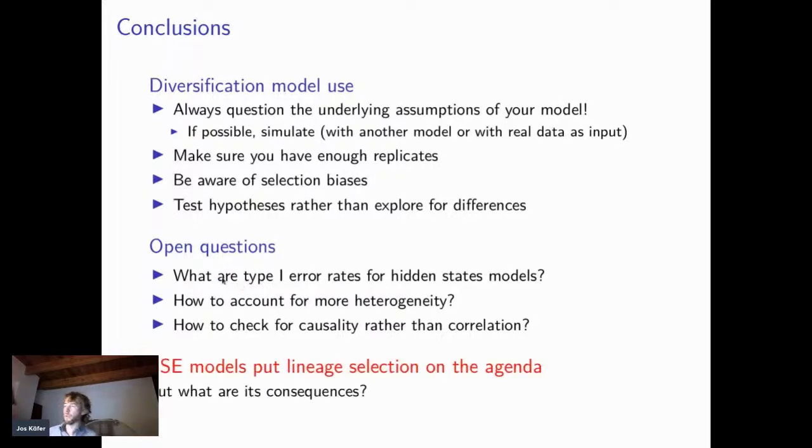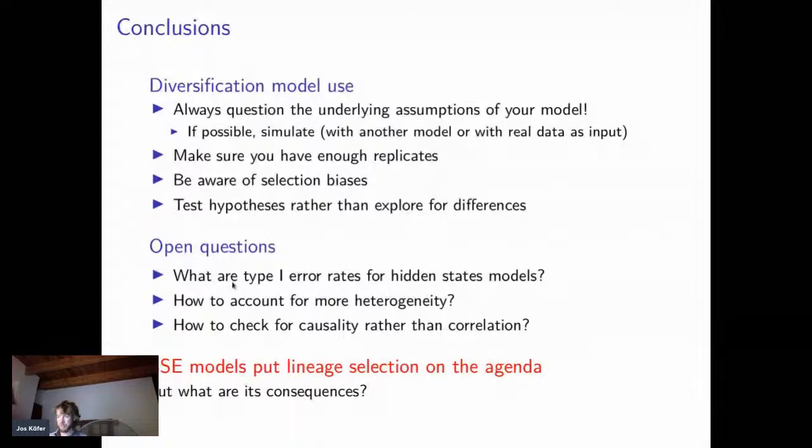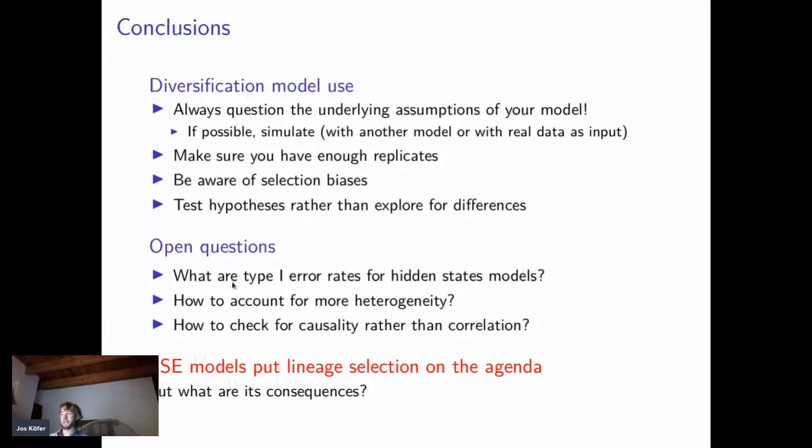So to end on a maybe more positive note, we know by the use of all these SSE models that lineage selection is going on. So these trait-dependent, state-dependent models, they put lineage selection on the agenda again. But we now have to explore its consequences, and I would be very happy to discuss this with people in the audience or later.